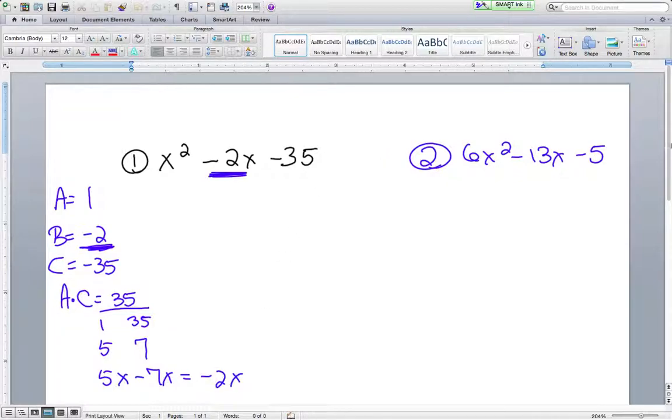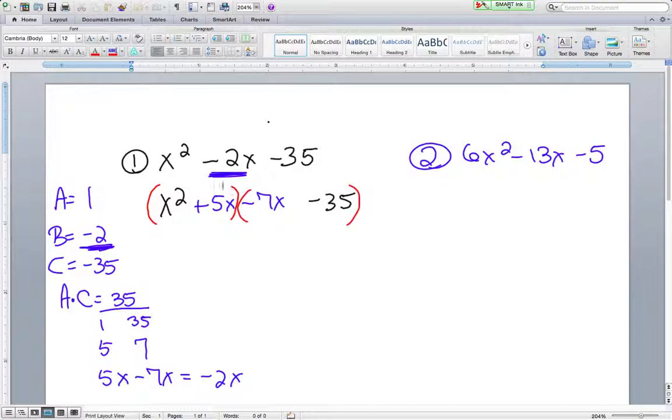Now I'm going to rewrite this trinomial here. I'm going to write the x squared. I'm going to have the -35 in. But I'm not going to write the -2x like that. I'm going to write it like this: plus 5x minus 7x. Now, some of you would rather put the 5x with the 35. That's fine. Just make sure that you keep it positive. And the 7x would come with the x squared, but you've got to make sure it's negative. All right, so now that I have 4 terms, I group.